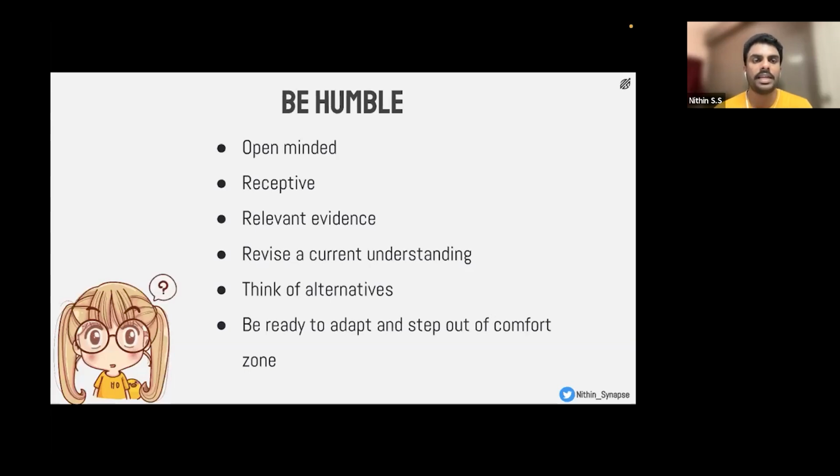We conclude with: we should be ready to adapt, and we should be stepping out of our comfort zone, because when we question, most of the time we will be getting negative responses initially, and that negative response will push us to stay in our comfort zone all the time. So if we are not stepping out of our comfort zone, we cannot adapt, and we cannot ask more questions and clarify our assumptions.